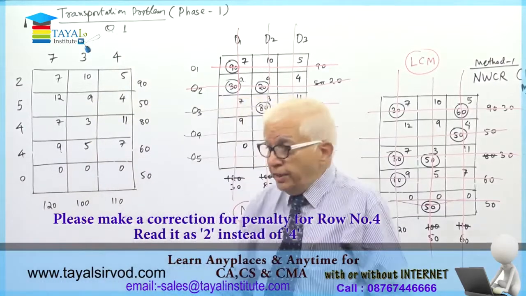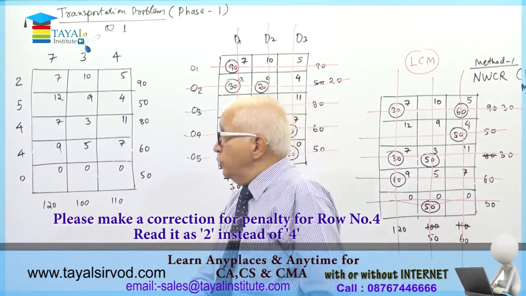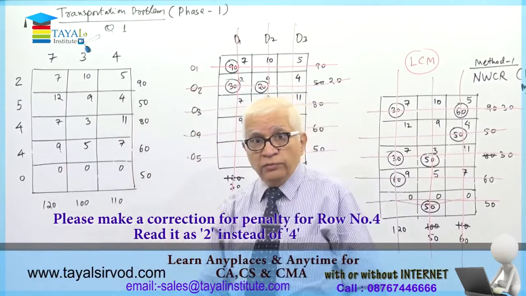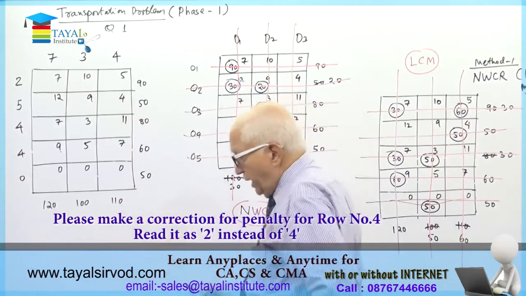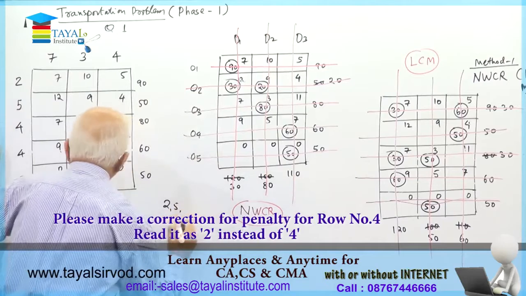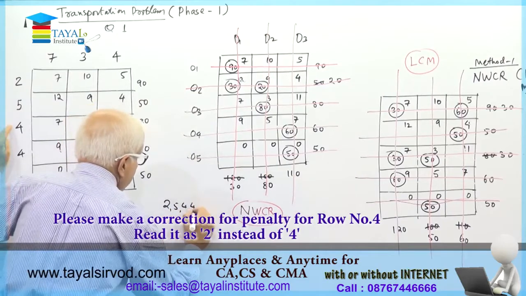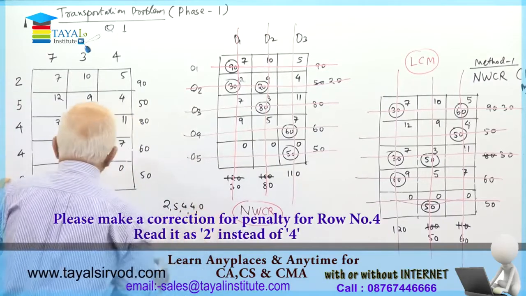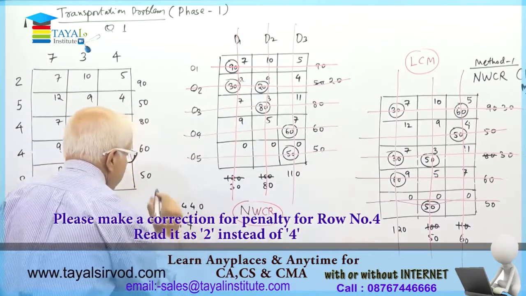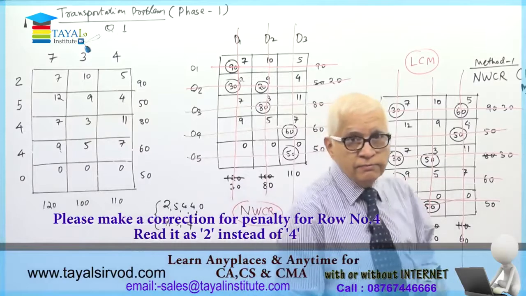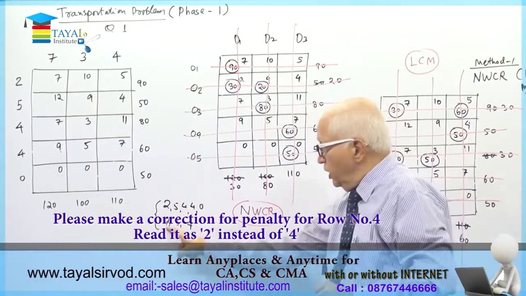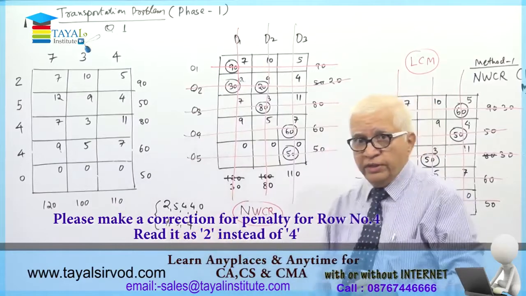So what are the various penalties? The row penalties are 2, 5, 4, 4, 0. The column penalties are 7, 3, 4. Now let me write down the penalties for each row and column. The row penalties are 2, 5, 4, 4, 0, and the column penalties are 7, 3, 4. These are all the possible row and column penalties. The row penalties, 2, 5, 4, 4, 0, are written on the left hand side. The column penalties, 7, 3, 4, are written on the top side of the matrix.